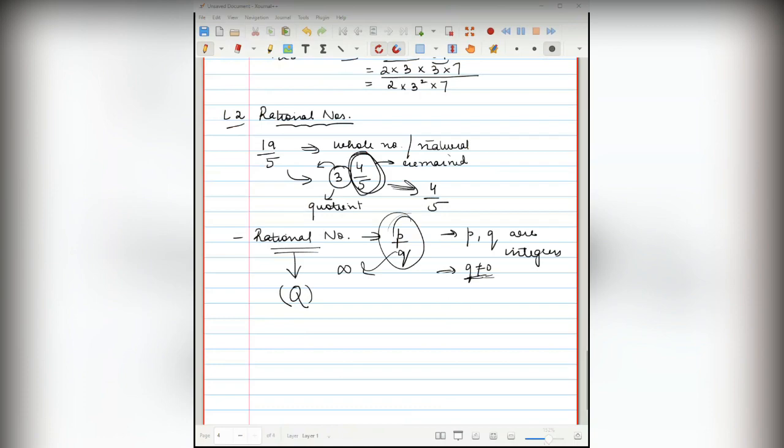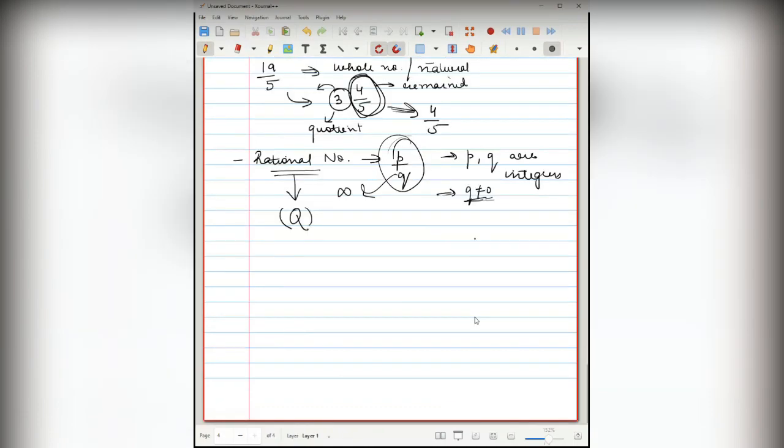Now there is one fascinating thing about rational numbers. Let's say 3 by 5, if you multiply this by 2 by 2, it becomes 6 by 10. If you multiply this by 5 by 5, it becomes 30 by 50. So this means that 3 by 5 is equal to 6 by 10 is equal to 30 by 50. So the uniqueness is lost now.